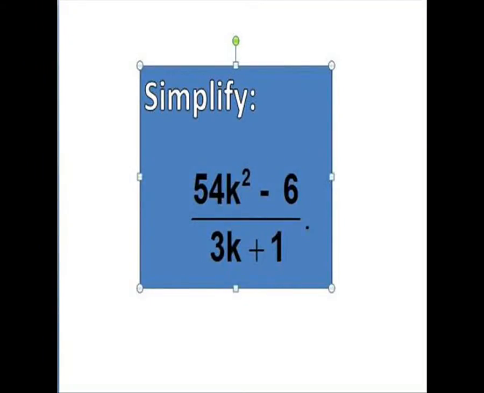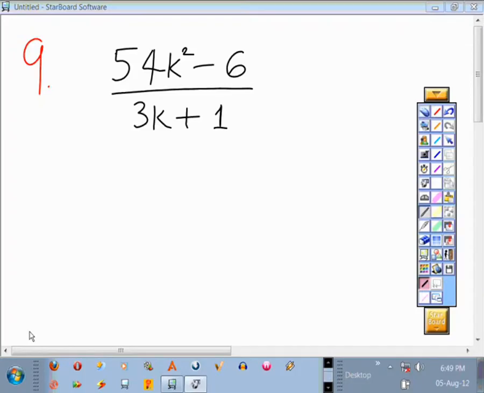Question number 9. 54k squared minus 6 all divided by 3k plus 1. Anytime you are confronted with a question like this, the first thing that comes to mind is that we are expected to factorize each of the numerator and denominator where factorization is applicable. So obviously from this question, 54k squared minus 6 is easily factorizable.